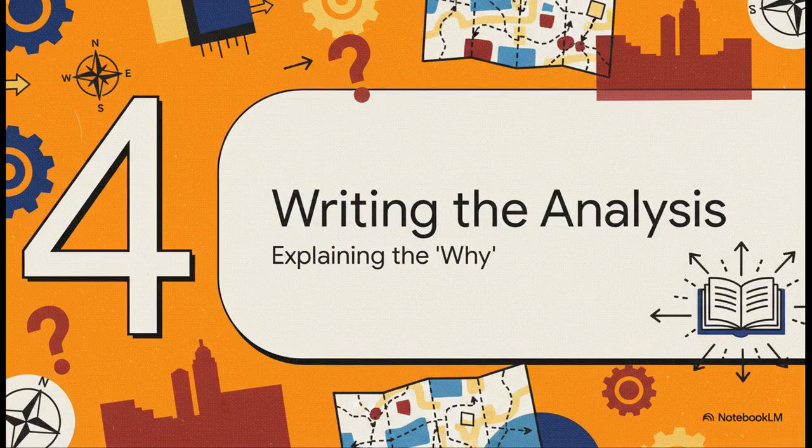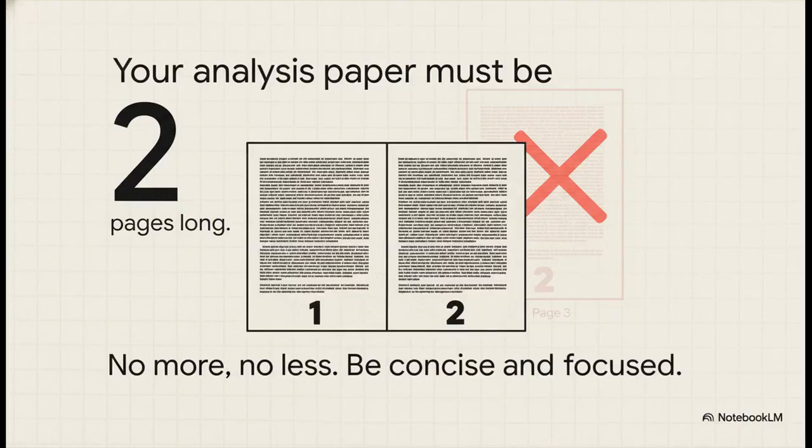Okay, fast forward. You've created this beautiful, insightful atlas. Amazing. But the maps can't do all the talking. That's where the second half of the project comes in, the analysis paper. This is your chance to explain the why behind all your brilliant work. And the length requirement is crystal clear. You're aiming for a sharp, focused 2-page paper. Not 1.5, not 3, exactly 2 pages.